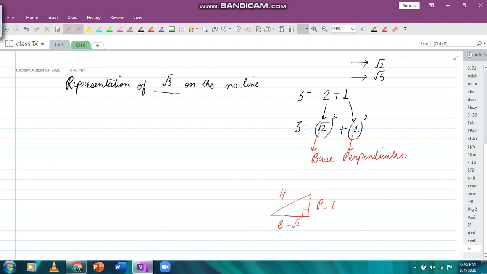Let's find out what the hypotenuse will be. If I apply Pythagoras theorem in this particular triangle, h square equals p square plus b square. So I've got the perpendicular as 1 unit, the base as root 2 units, squaring both. So this is 1 plus 2, this is 3. So h square is 3. This actually means that the hypotenuse of this triangle is root 3. So this is what we want to do on the number line.